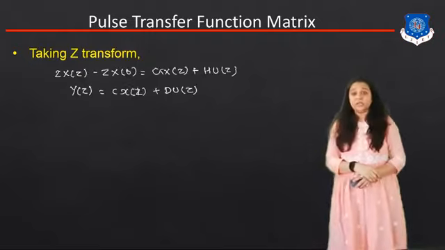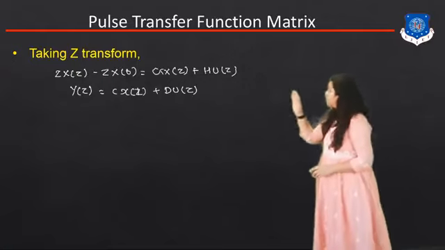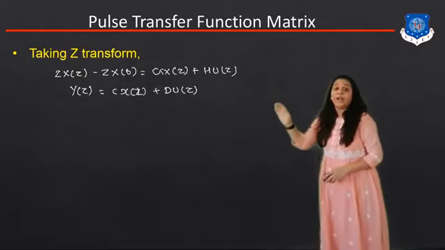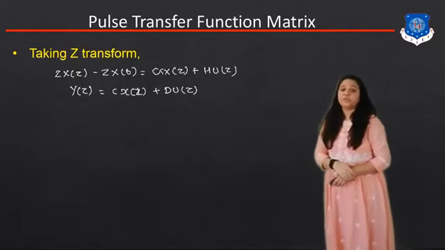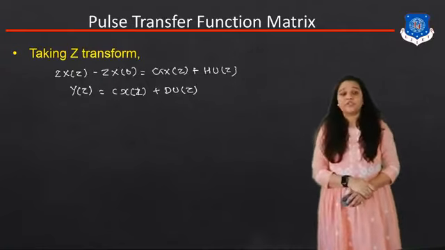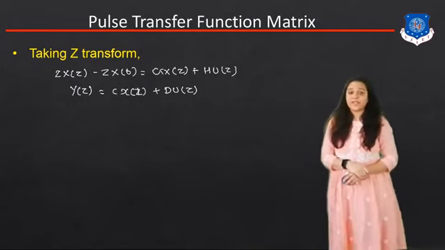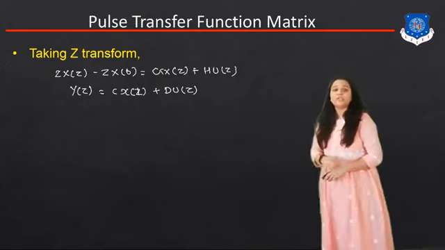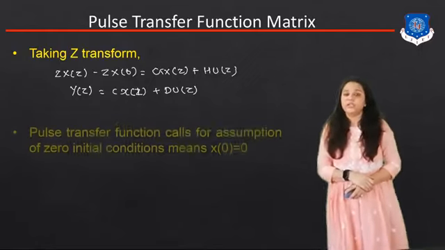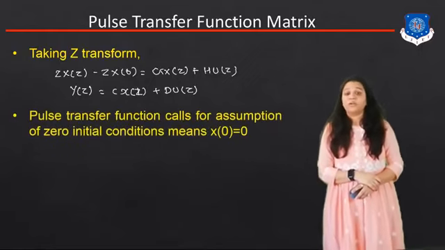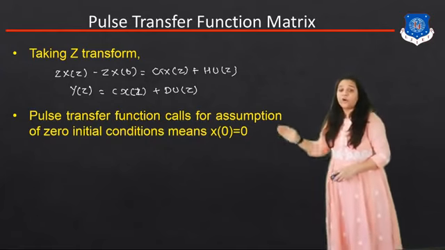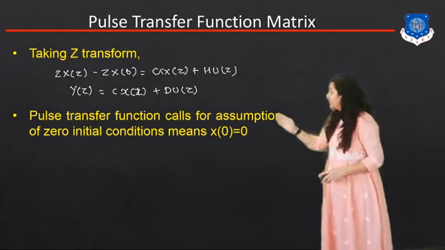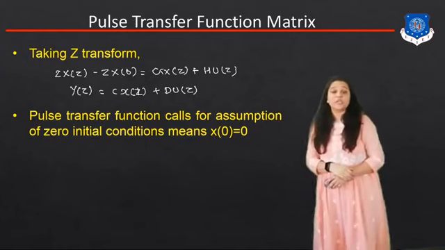For the pulse transfer function matrix, we simply take the Z transform of these equations. The Z transform of x(k+1) is zX(z) minus zx(0), which equals GX(z) + HU(z), and Y(z) = CX(z) + DU(z). Now the pulse transfer function calls for the assumption of zero initial condition, that means x(0) = 0.